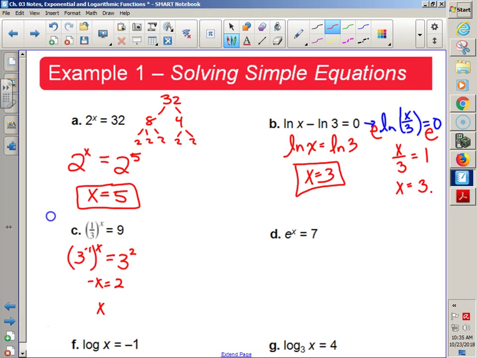Oh, it's one-to-one property. But as soon as we get here, pause. As soon as we get here, what power of e is 7? So what do we do? Not one-to-one property. We're going to do inverse property, x equals ln of 7.